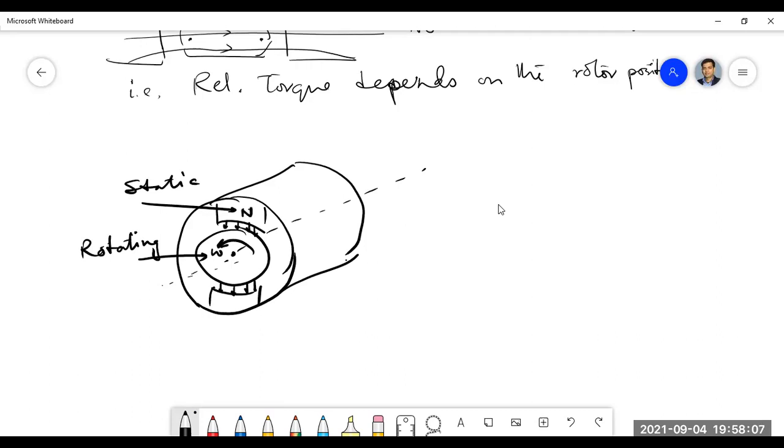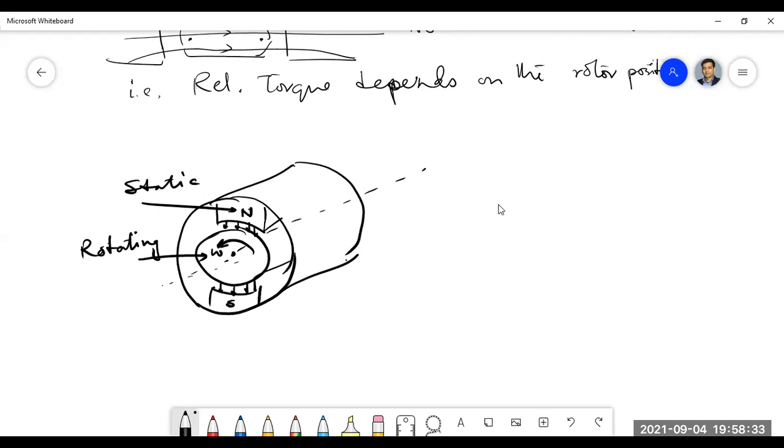Suppose this is North Pole and this is South Pole. The flux will enter from the North Pole side to the rotating thing that is called the rotor. Generally, it is called the rotor for the machine. And then it enters to the South Pole. And there is a complete magnetic circuit that I will discuss later. So basically, here the flux is flowing radially.